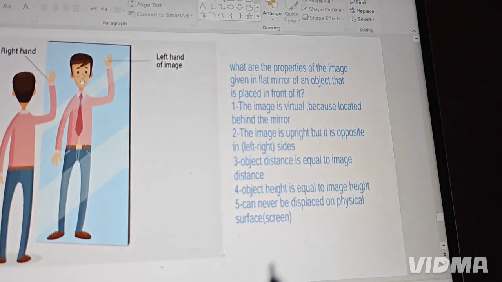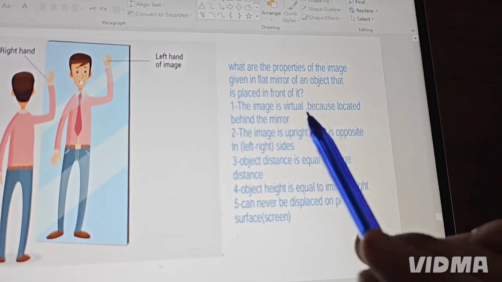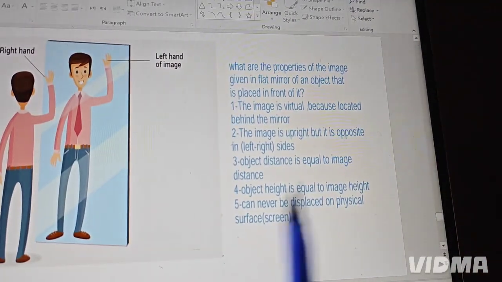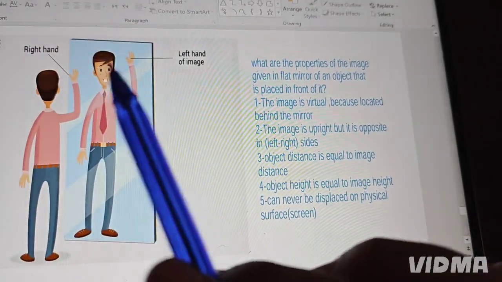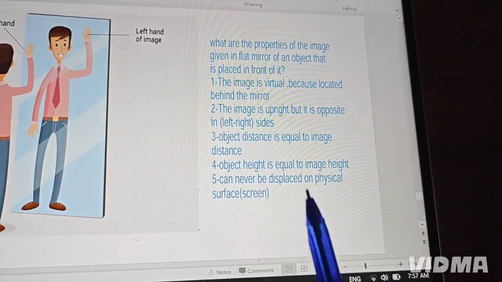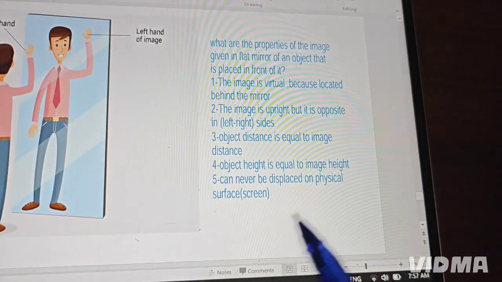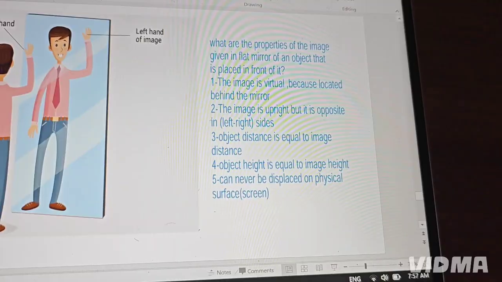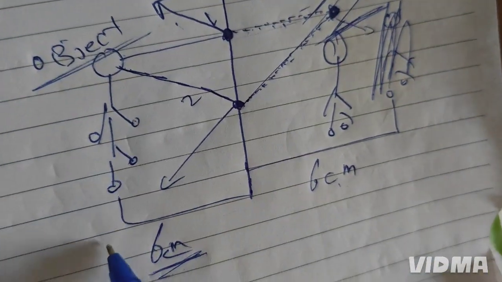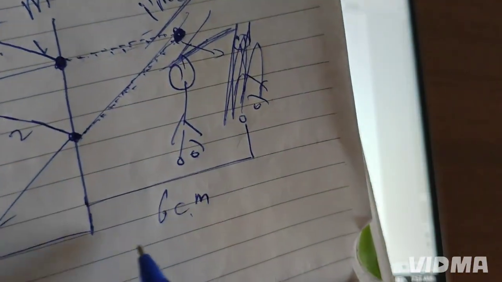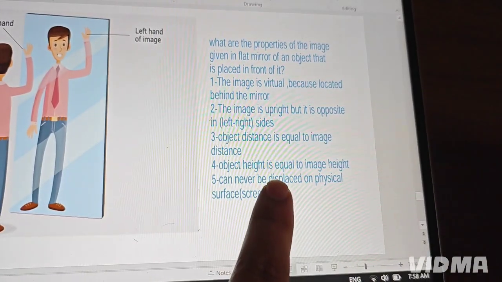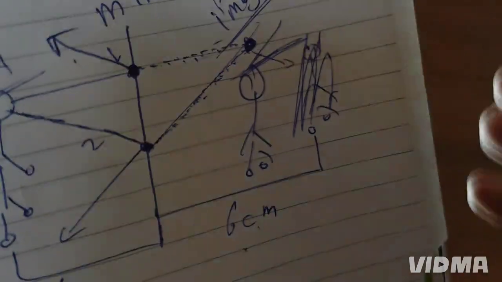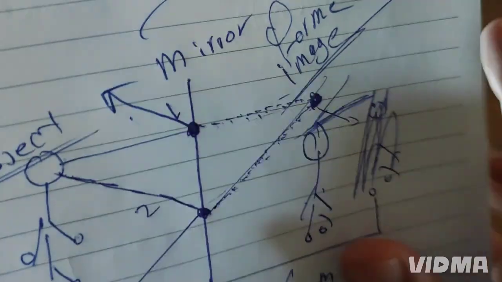Good. So this is a really important property to know. First, as I told you, the image is virtual because we have the image behind the mirror, and the image is upright. Both are in the same direction, upright, without flipping, and only left becomes right and right becomes left. The object distance equals the image distance. Here this is the object distance, 6 centimeters, and this is the image distance, 6 centimeters. So both have the same distance. And object height equals image height. This is the object size and the image size. Both have the same size.